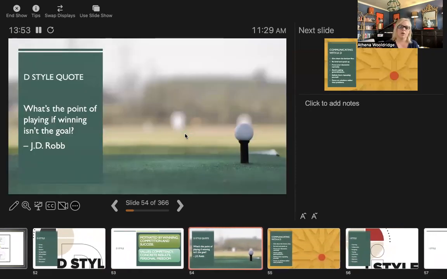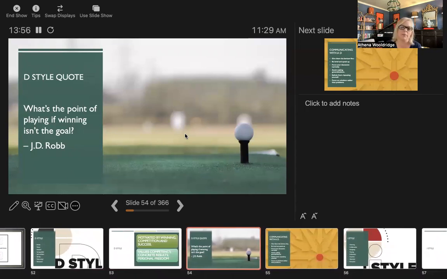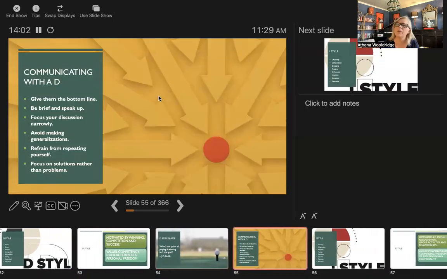What is a D quote? Well, Nora Roberts writes as J.D. Robb, and this is one of the things that she said: What's the point of playing if winning isn't the goal? That's our D. That's who they are. Okay, how do we communicate with them?